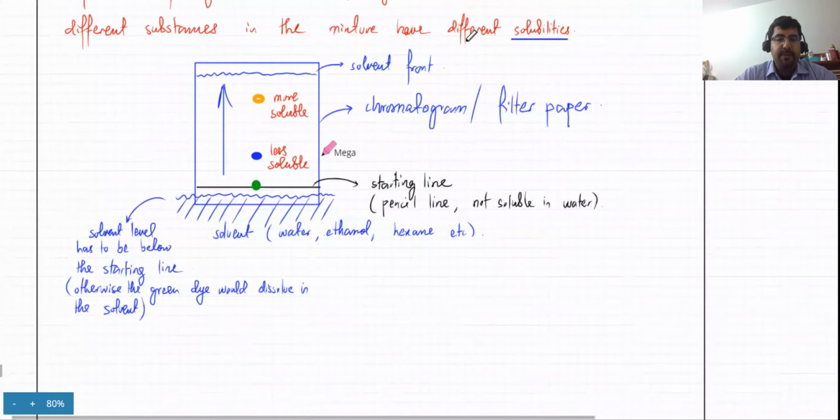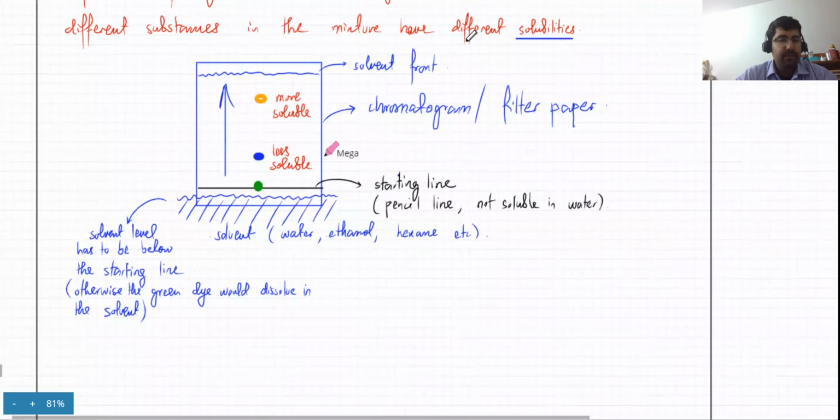Coming to the next point. The rule is separation would only happen if they have different solubilities. Because if they have the same solubilities, then the two dyes would be at the same spot, and blue and yellow would again turn out to be green. So they're not going to get separated. So they have to have different solubilities. One should be more soluble, the other should be less soluble.